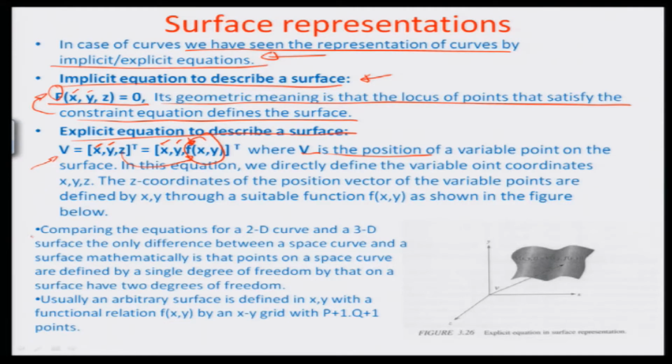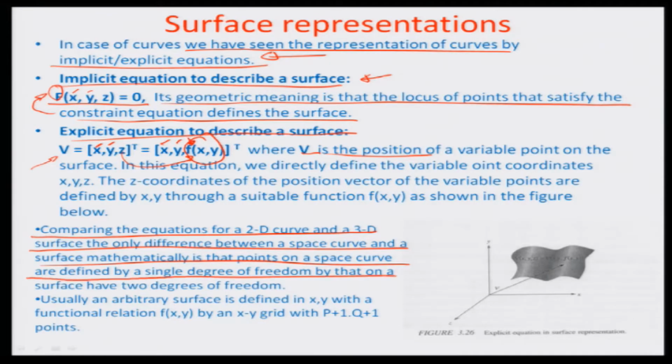Comparing the equations for a 2D curve and a 3D surface, the only difference between a space curve and a surface mathematically is that points on a space curve are defined by a single degree of freedom, and on a surface by 2 degrees of freedom. So, obviously the x and y here are two independently changing variables with no relationship whatsoever between x and y, and the only other relationship which holds true here is that z = f(x, y). That means z is dependent on both x and y's independent variation, but in a way z is constrained by a certain value of x and a certain value of y.